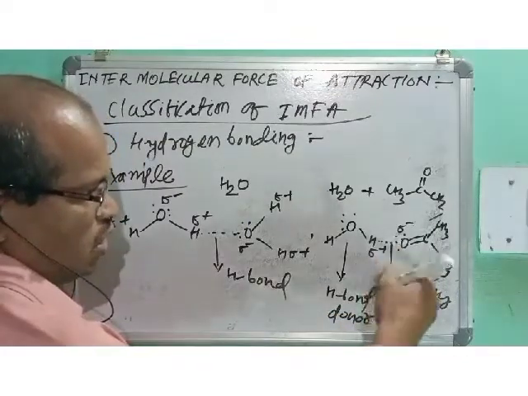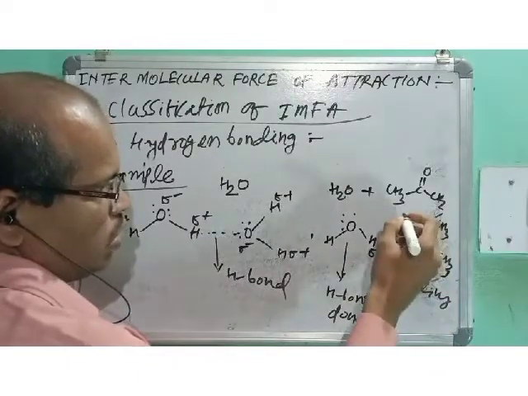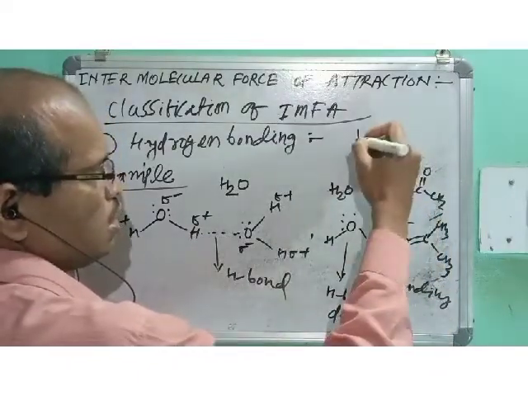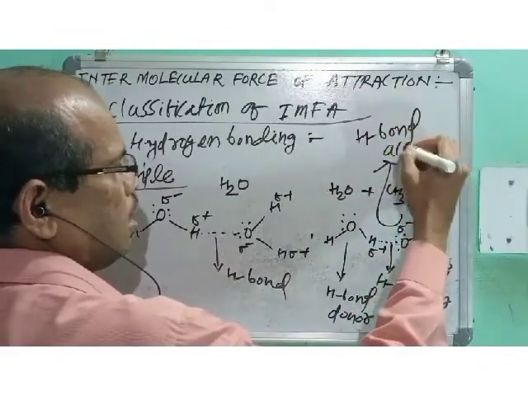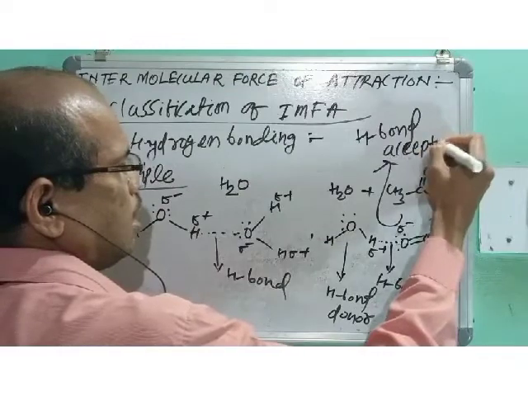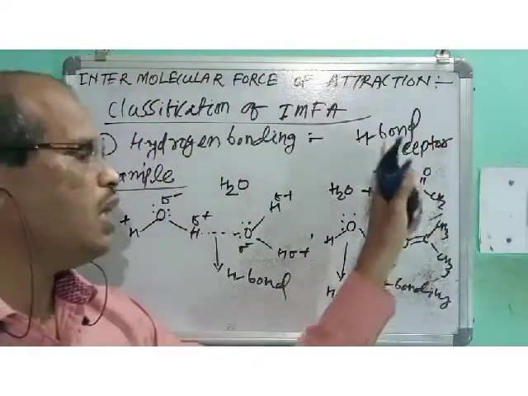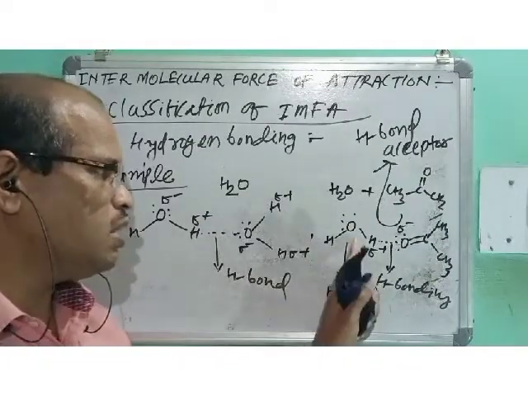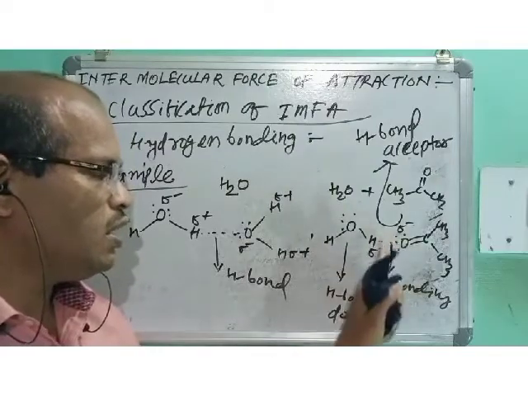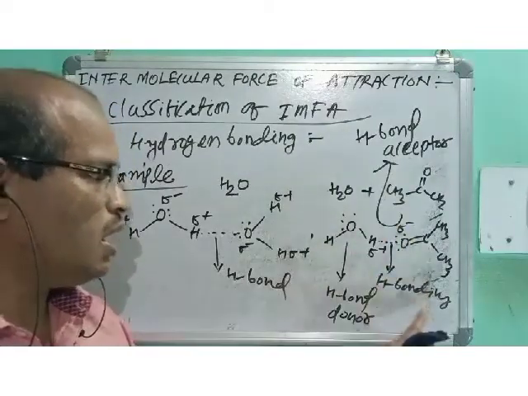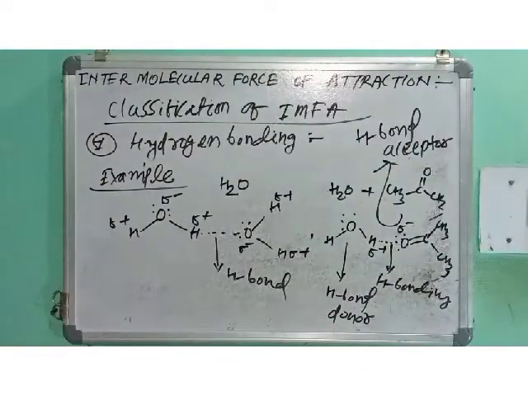donor. Here hydrogen is donated for hydrogen bonding, and the oxygen donates its lone pair of electrons. So this acetone we can call hydrogen bond acceptor. So this water is hydrogen bond donor and this acetone is hydrogen bond acceptor. Why is it hydrogen donor? Because this involves hydrogen in hydrogen bonding. This involves its oxygen atom in hydrogen bonding, hence hydrogen bond acceptor and hydrogen bond donor. So that is the example of hydrogen bonding.